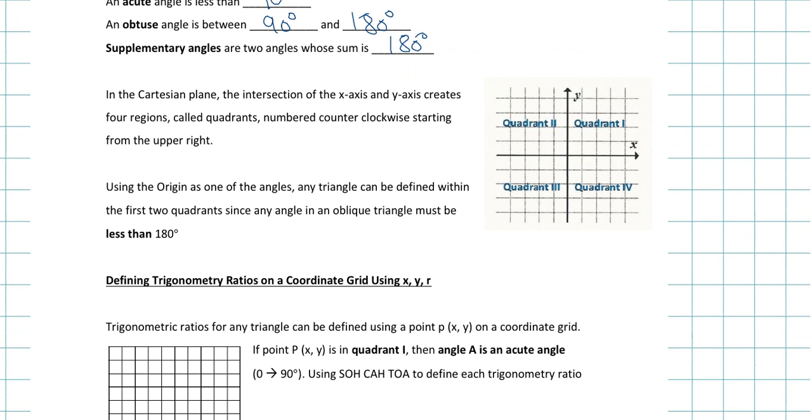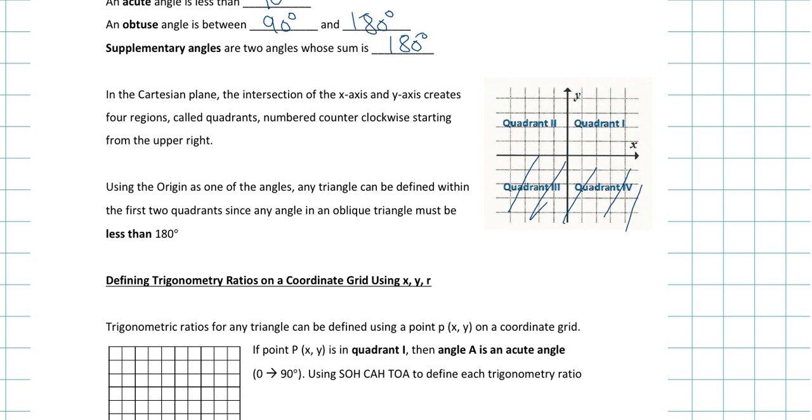Quadrant 1, both the x and the y are positive. Quadrant 2, which one is negative? X is negative, y is positive. Quadrant 3, both negative. Quadrant 4, good. In this course, we will only deal with quadrant 1 and 2, so we will not talk about quadrant 3 and 4, okay? Because we're only dealing with angles between 0 and 180, okay?